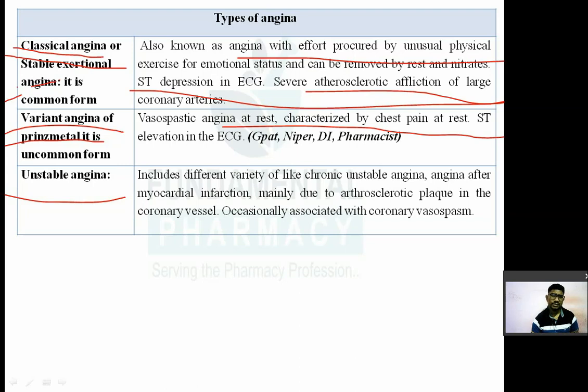Next, third type is the unstable angina. So it includes different varieties like chronic unstable angina, angina after myocardial infarction, and it is mainly due to atherosclerotic plaque. मतलब आर्थ्रियोस्क्लेरोसिस हो गया आपका, तो उसकी वजह से भी होता है अनस्टेबल एंजाइना. ये मायोकार्डियल इंफेक्शन की वजह से भी होता है, हार्ट सर्जरी के बाद में भी होता है. ओके, देयर आर डिफरेंट रीजन फॉर अनस्टेबल एंजाइना. It is mainly due to atherosclerosis or plaque deposition, occasionally associated with coronary vasospasm.